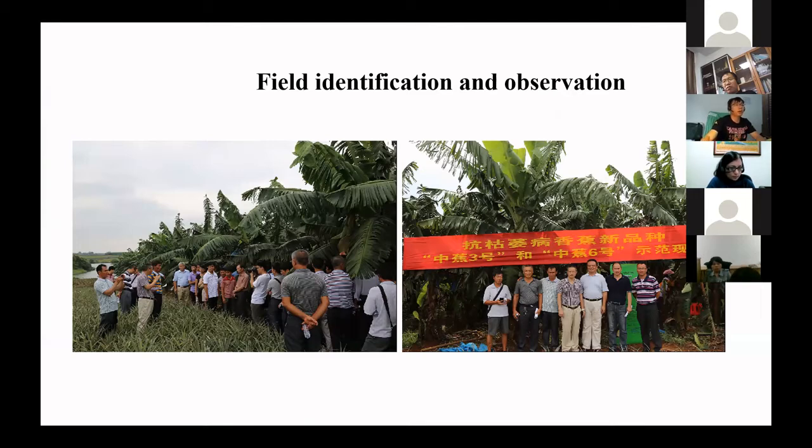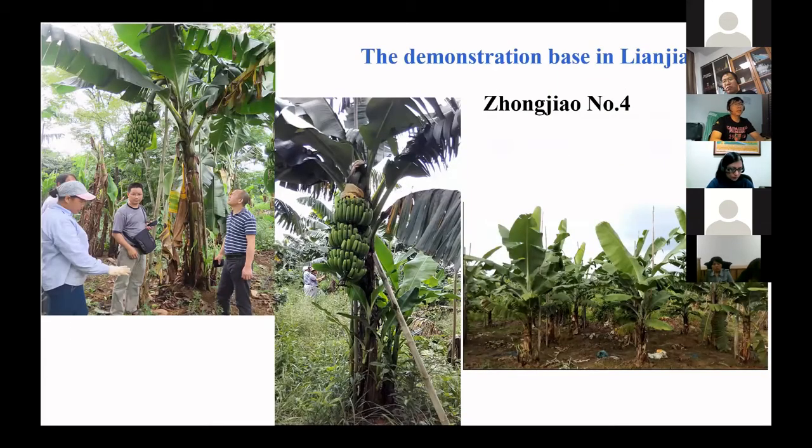This picture shows our experimental field. Lots of farmers visit our evaluation field. We have Zhongjiao number 4 in different demonstration bases. This picture shows the Lianjiang city in Guangdong. It seems like the Zhongjiao number 4 is good for planting.